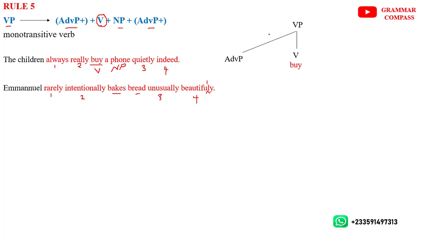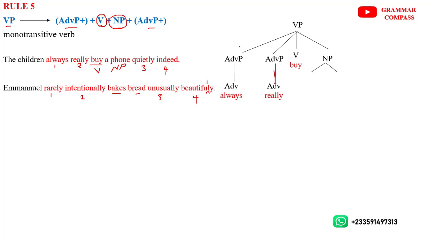So we draw the first adverb phrase, which is always. This adverb phrase consists of only one adverb, that is always. The second adverb phrase is really. So we draw our branch for the second adverb phrase, which also consists of only one adverb, really. Then we move on to the qualifiers. Buy has a noun phrase after it. So according to our rule, this will generate a noun phrase after the head.